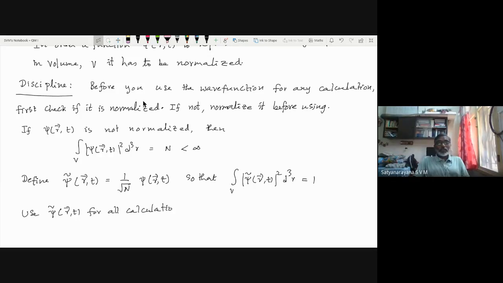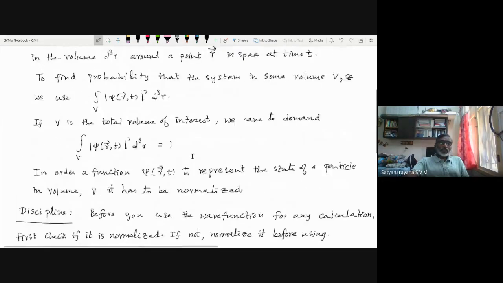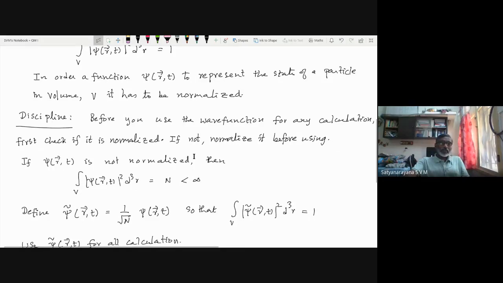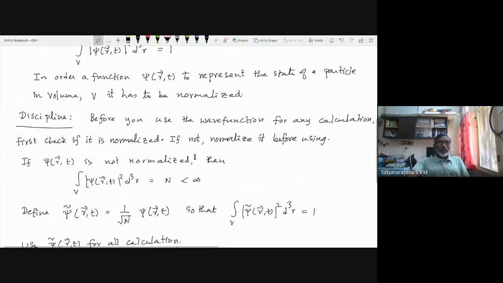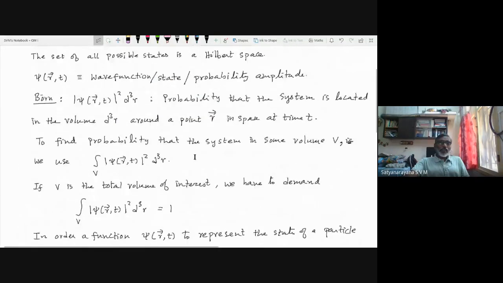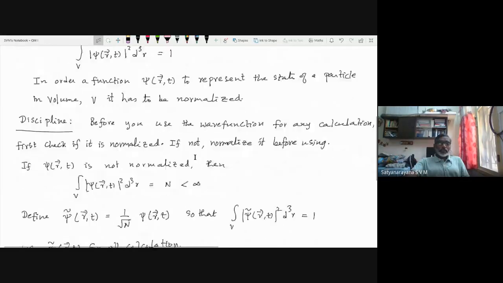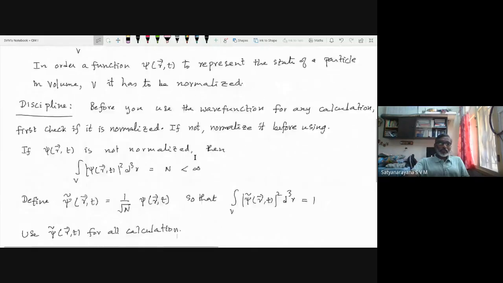So this discipline is very important, and many times, if you don't know this, in competitive exams, what they will do is they will try to give a state which is not normalized, and they will ask you to calculate some probability. Then if you use that wave function, you will get a wrong answer, and as such, the answer that you get will be there in one of the choices in multiple choice questions, and that is how you attract negative marks. So this discipline is the first very important discipline that you have to learn or inculcate with the first postulate. So this is what we discussed with respect to the state of the system.